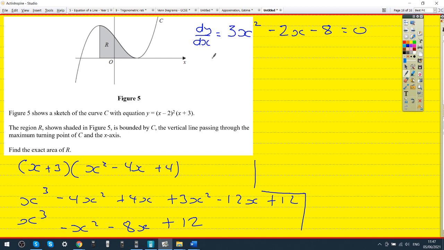And you get x is either 2 or minus 4 over 3. So 2 is on the right, which is 1 on the bottom, and then minus 4 over 3 is on the left. And then we can integrate, putting them into the integration, 2 and minus 4 over 3. Yeah, that's correct. And you get your answer.